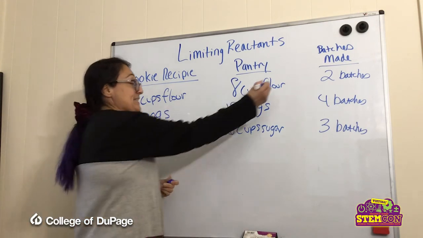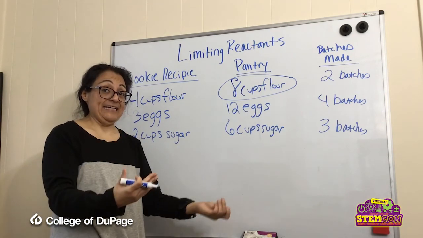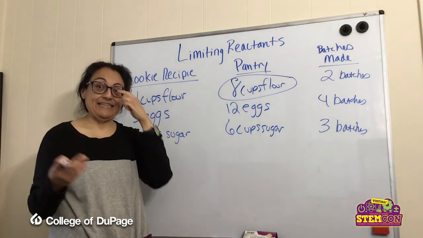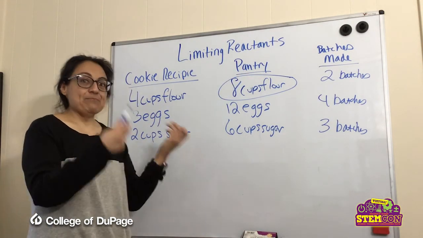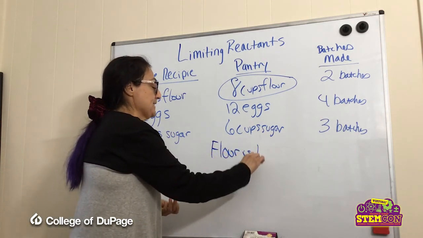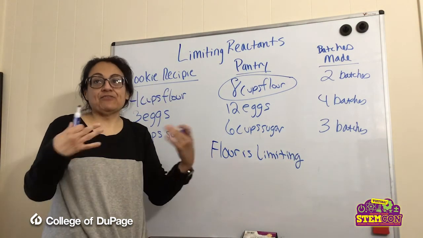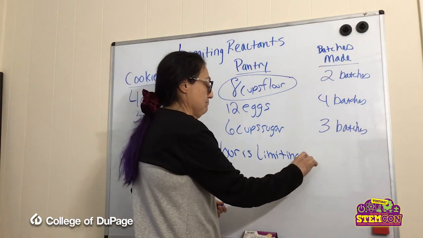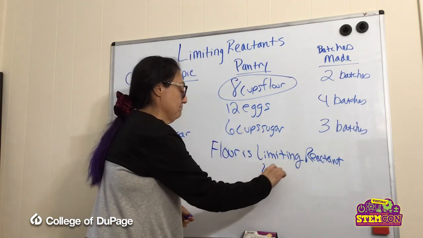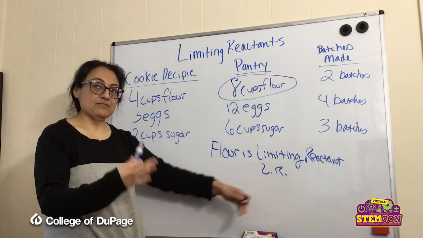So what this means is that the amount of flour that we have limits the amount of cookies we can make. That's what's called the limiting reactant, or in this case, the limiting ingredient. The amount of flour limits the amount of cookies we can make. So we call this the flour is limiting, right? Or the flour is the limiting reactant if it were a chemical reaction, right? Or LR. Like when you take your chemistry classes, they'll say it's the LR. So the flour is the limiting reactant, the flour is limiting, right?